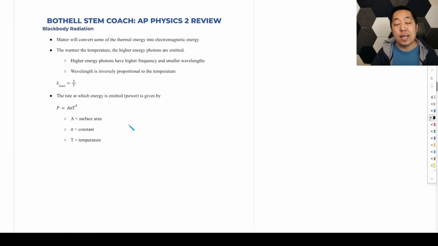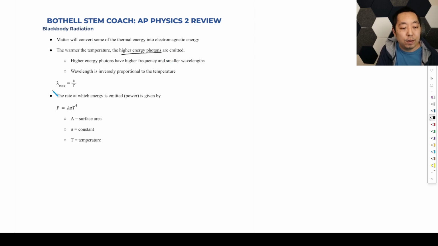Blackbody radiation is when matter, when it's warm, releases some thermal energy as electromagnetic energy, right? So it lights up. The warmer the temperature, the higher the energy of the emitted photons, right? Because warmer temperature means more energy. What that means is higher frequency or smaller wavelengths.